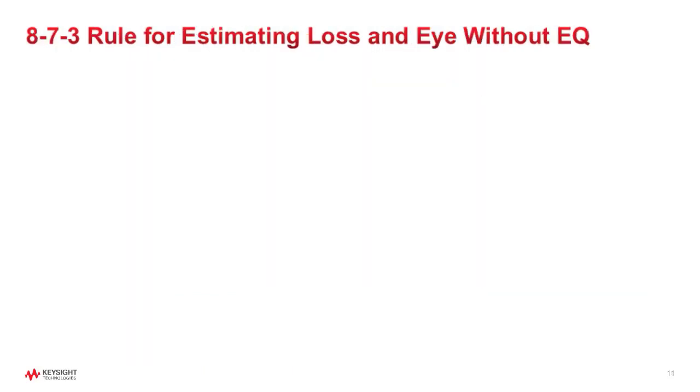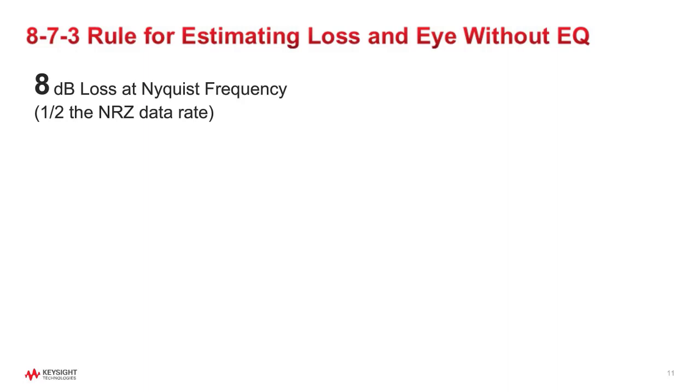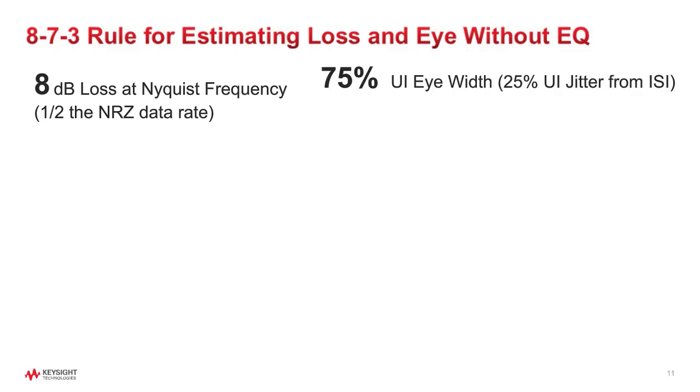That's the A73 rule. A stands for 8 dB of loss at the Nyquist frequency, which is half the data rate for NRZ. 7 stands for a 75% UI eye width, 25% jitter, and 3 stands for 30% of eye height. That's A73. How does it look graphically?